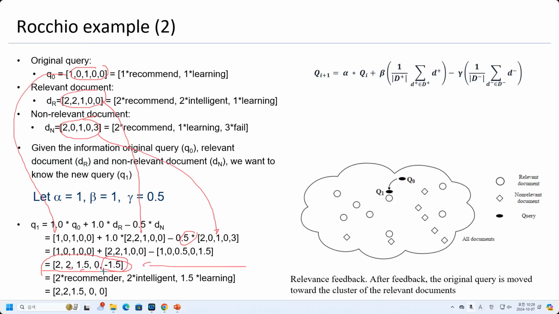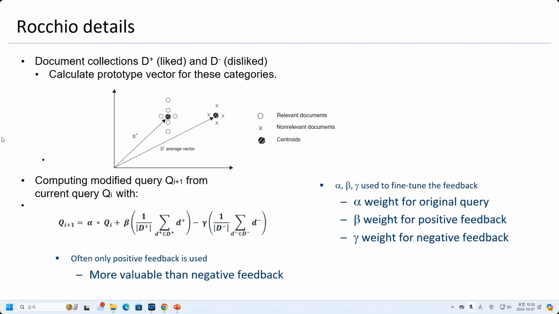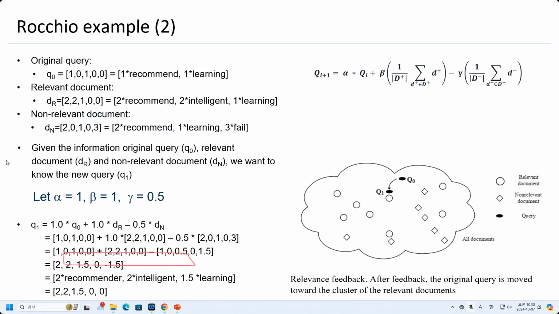So if we have the minus 1.5 in this factor, it is better to maintain only the positive feedback, like I mentioned to you before. Whenever we use this, we want to look only at the positive feedback. So if it is negative, usually it refers to something less important, not important. Then we can remove this and just make it 0. Then this is the new query.